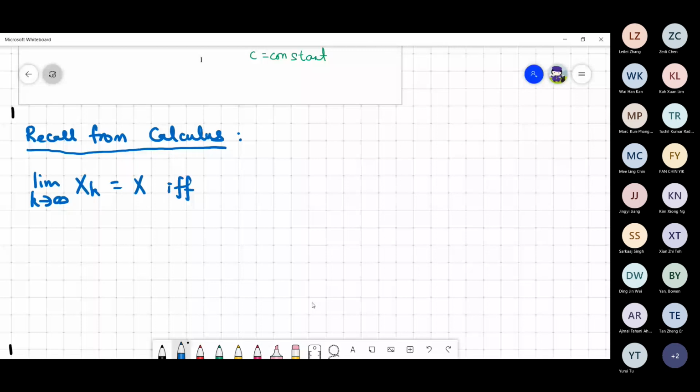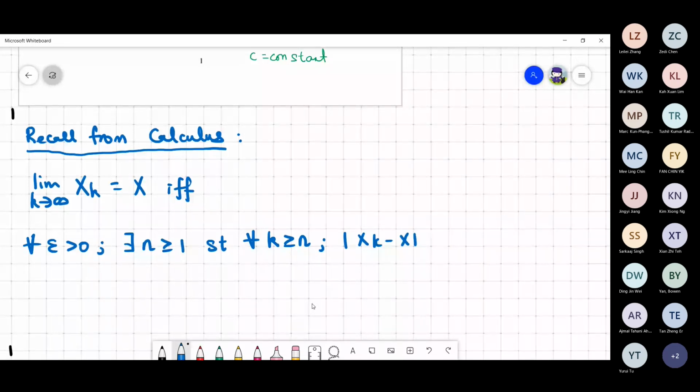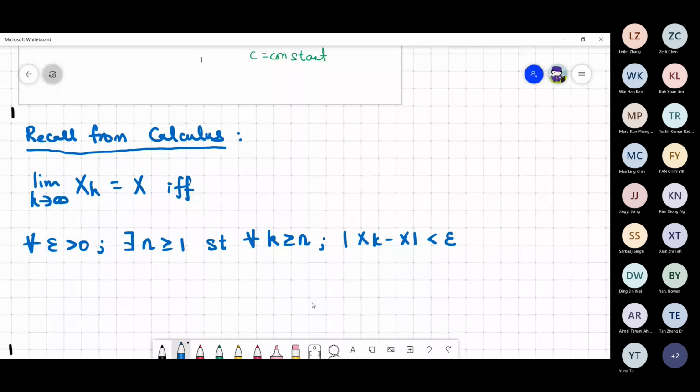the limit of xk when k converges to infinity is equal to x if and only if for every epsilon greater than 0 there exists a natural number n such that for every natural number k larger than n, we have |xk minus x| less than epsilon. This is the criterion for xk converging to x, or the limit of xk equals x when k approaches infinity.